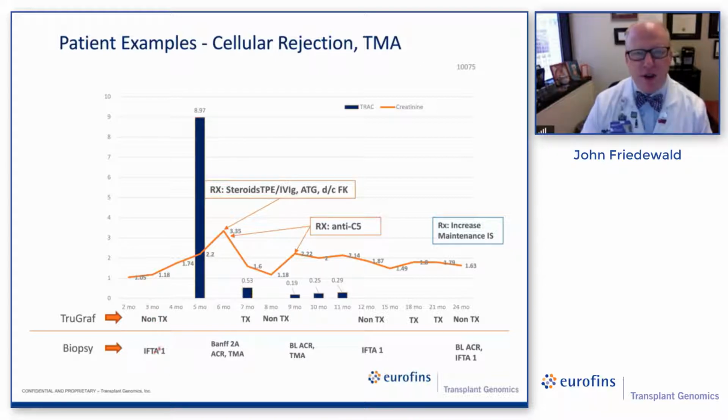The biopsy just showed interstitial fibrosis and tubular atrophy grade 1, but no rejection based on the biopsy read. Following that, the patient's creatinine started to creep up. At 6 months, the patient had a for-cause biopsy. And again, TruGraf is not indicated currently in the setting of graft dysfunction, so a TruGraf test was not done at the time. The patient went on to have a BANFF 2A acute cellular rejection.